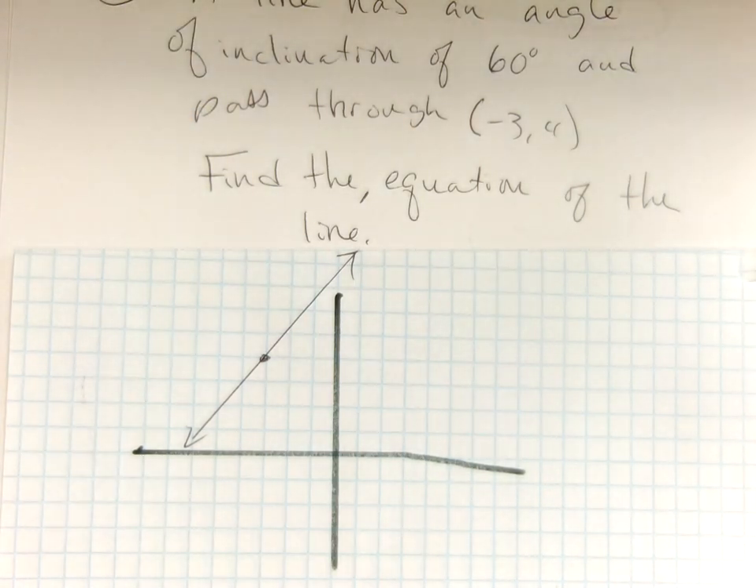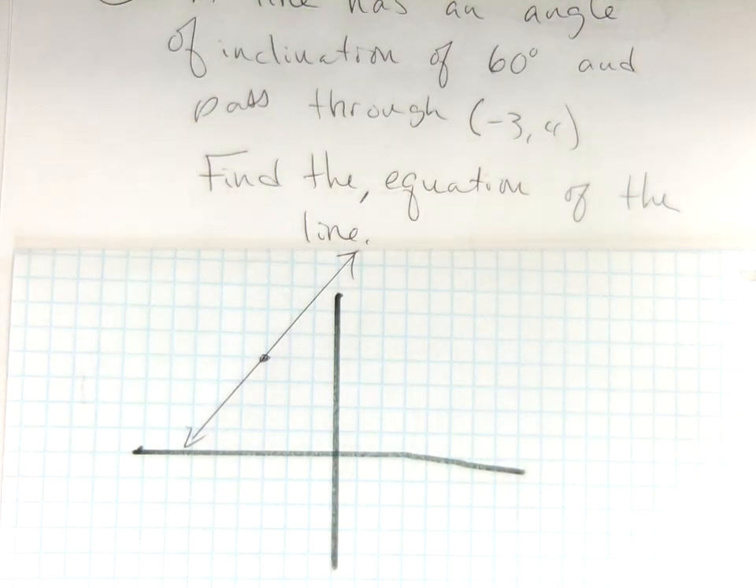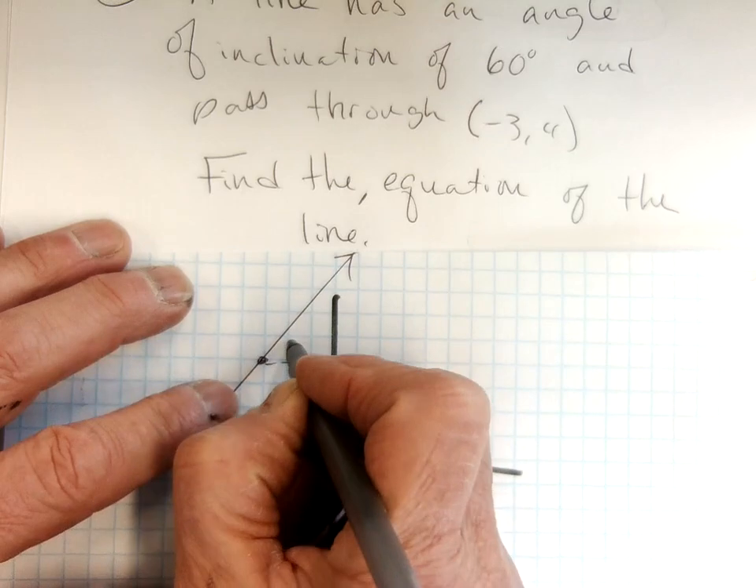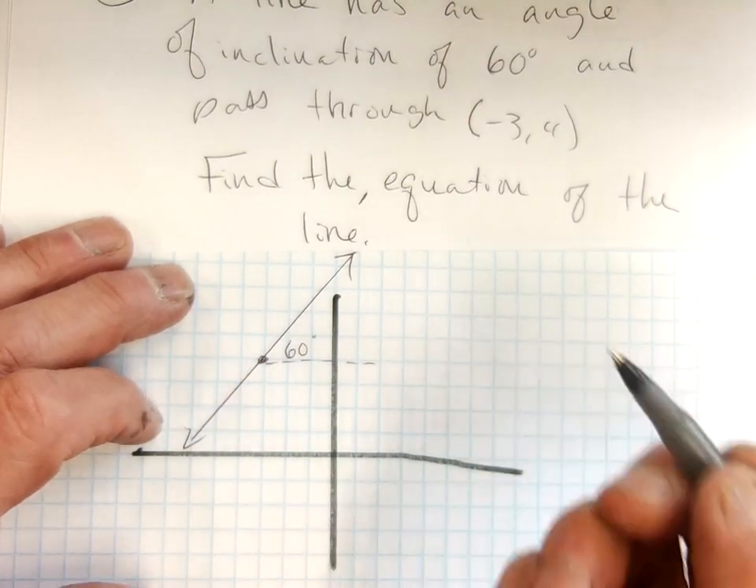Okay. So find the equation of a line. It passes through negative 3, 4, and I've got a 60 degree angle, okay? What do I know? 60 degree angle and it passes through negative 3, 4. Great, okay, awesome. So let me draw in the 60 degree angle here. You okay with that?